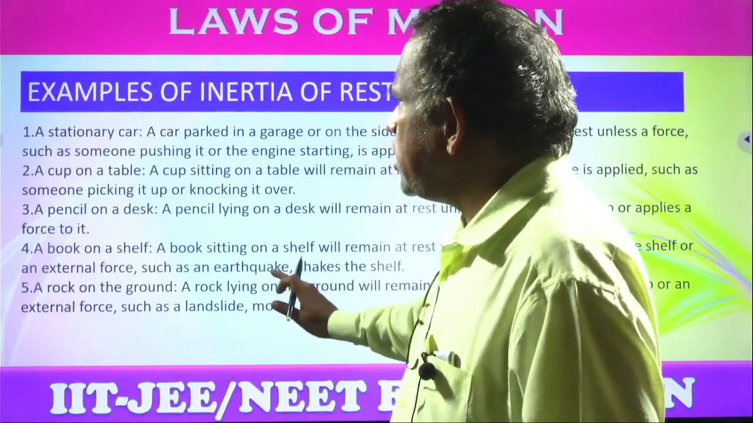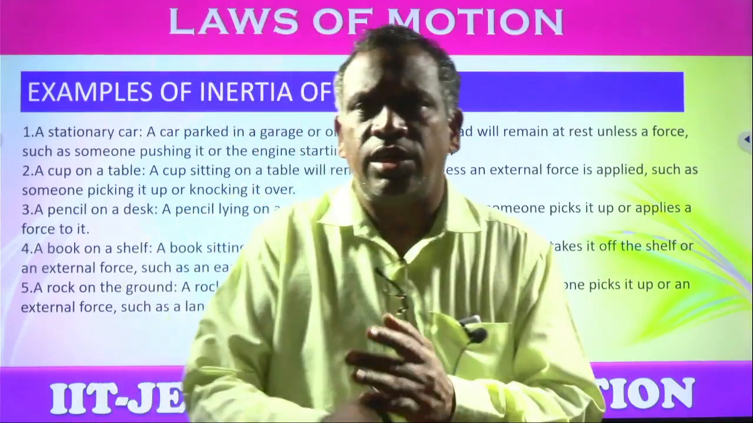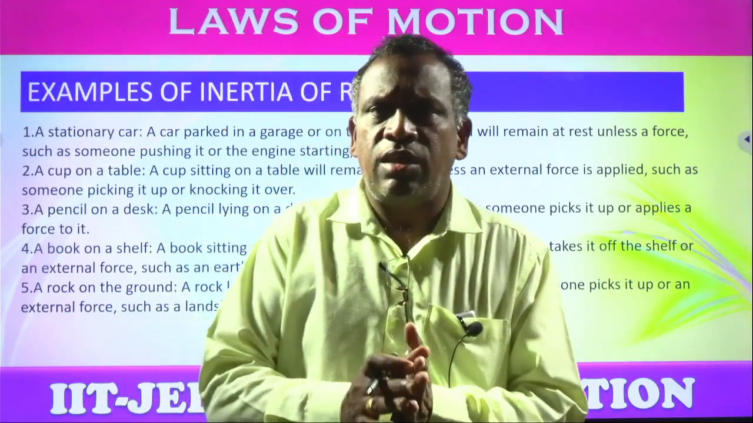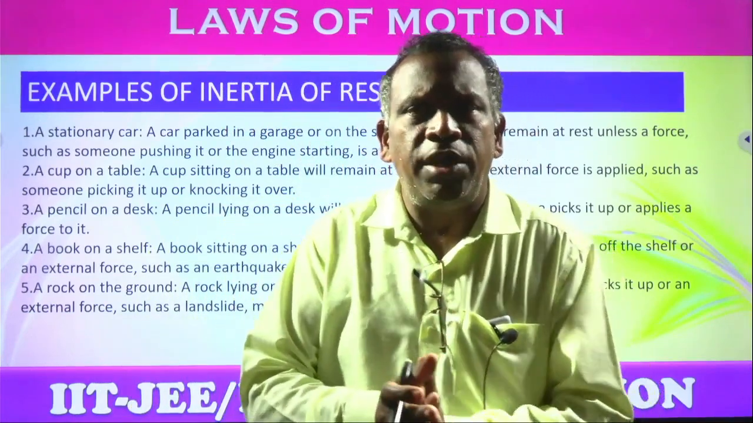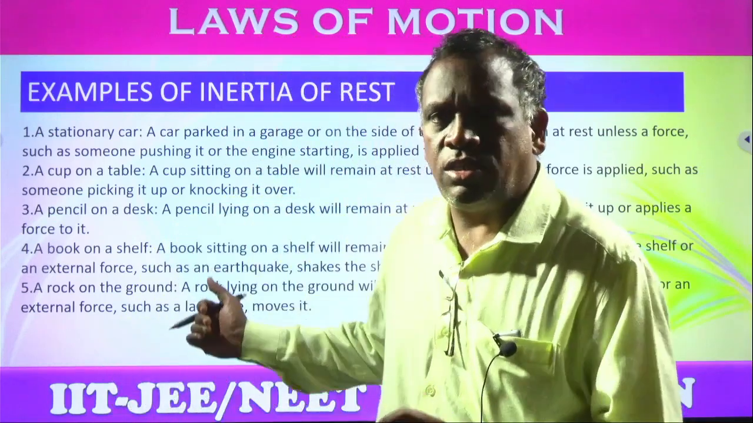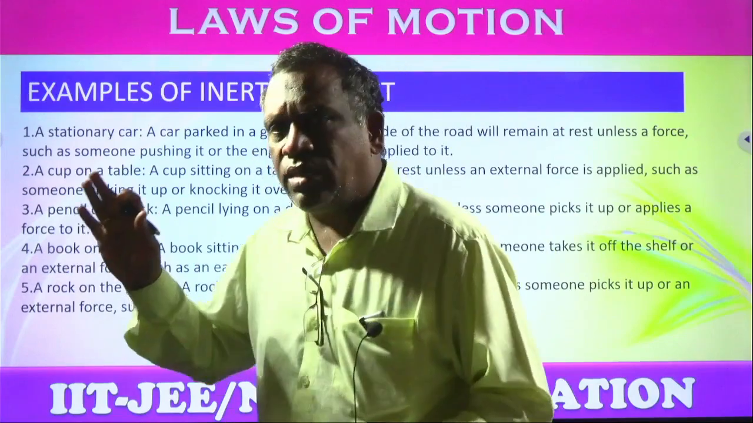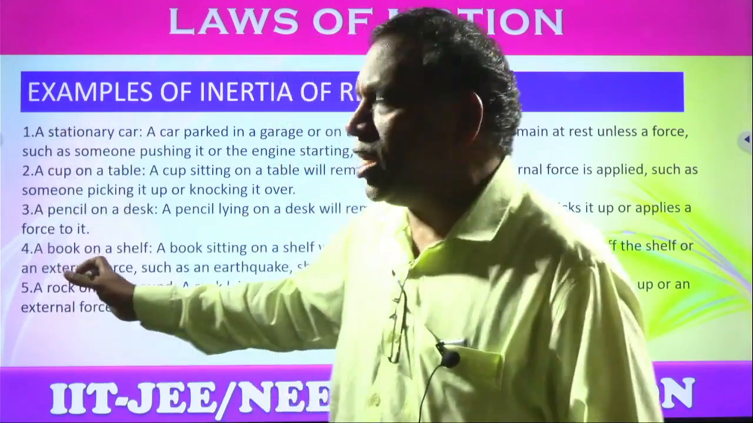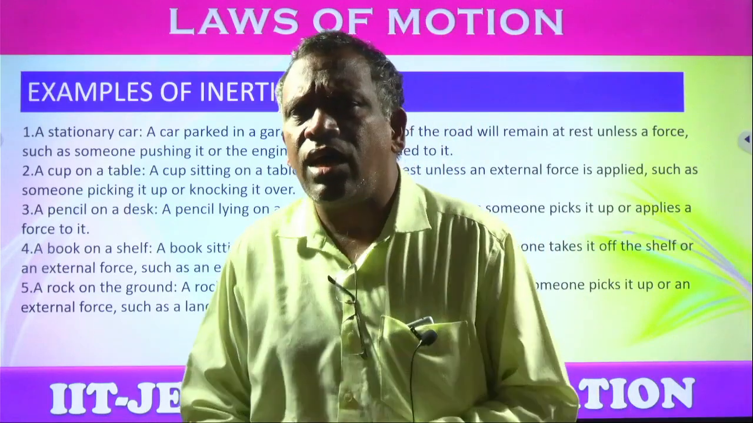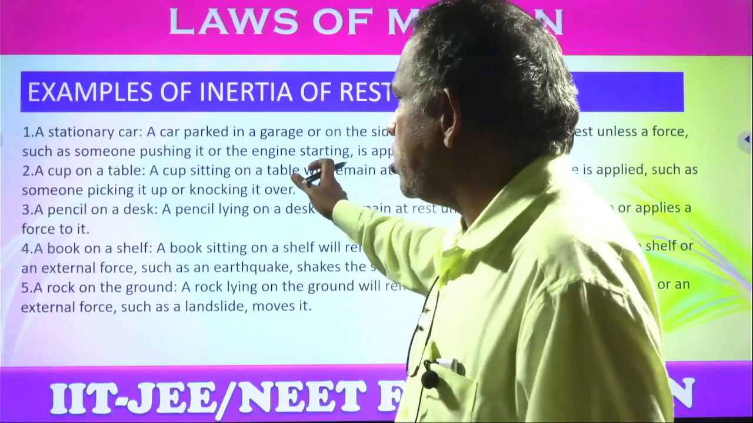Coming to the next, examples of inertia of rest. What are the examples of inertia of rest? Inertia of rest is nothing but the inability of a body to change its state of rest by itself. For example, a stationary car is parked and you are sitting in it. Suddenly the car starts and you are pushed backwards. That is due to inertia of rest.